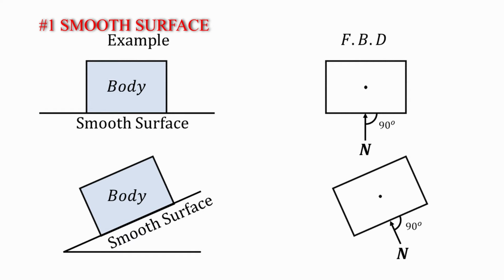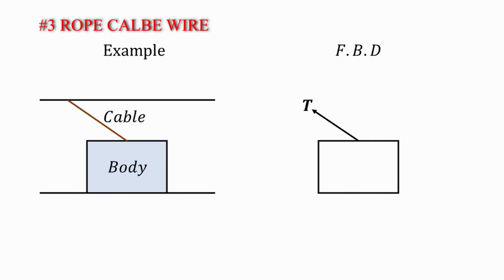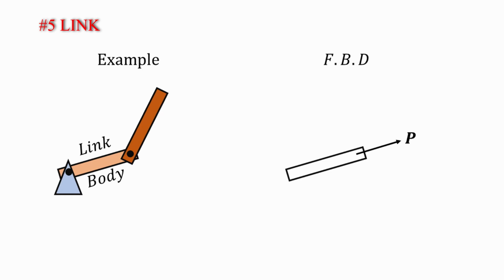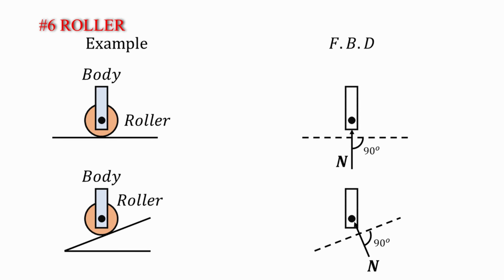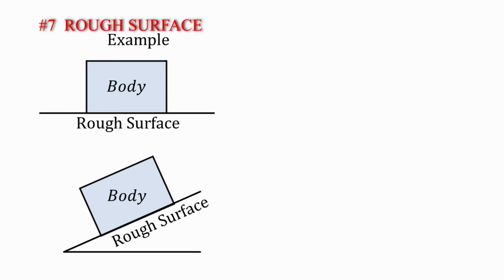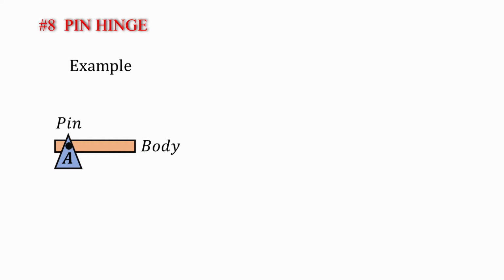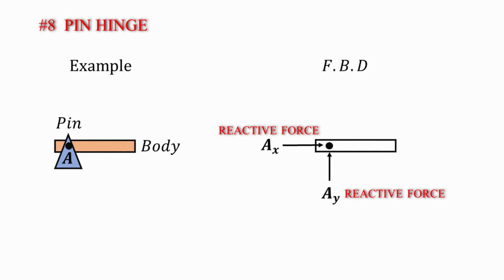Notice that there is only one reactive force presented in the previous supports. The next few supports are going to have multiple reactive forces. Number 7, rough surface. There are 2 reactive forces. One is normal force perpendicular to the surface. The other is friction, parallel to the surface. Number 8, pin or hinge. There are 2 reactive forces which are along the x and y axis.